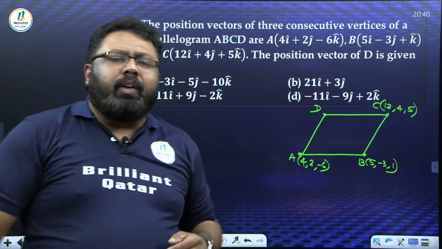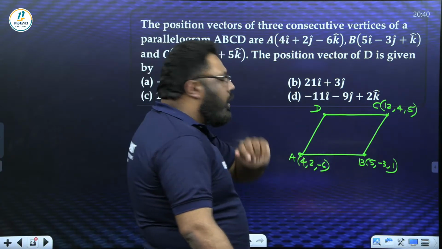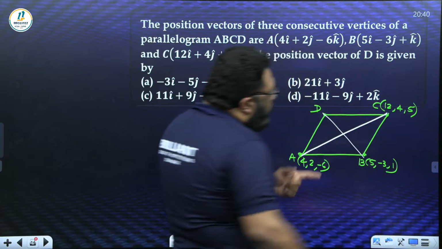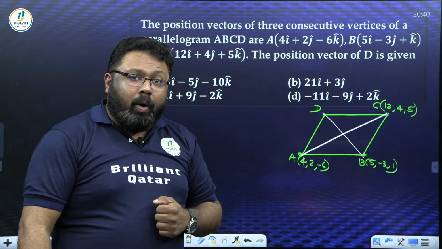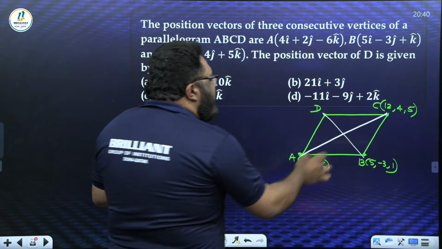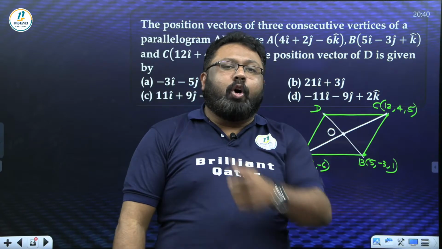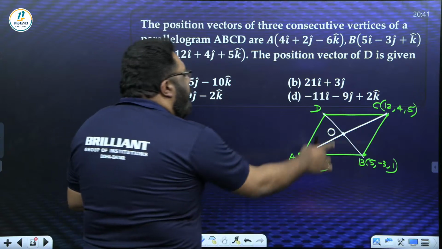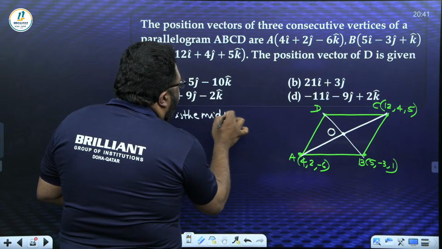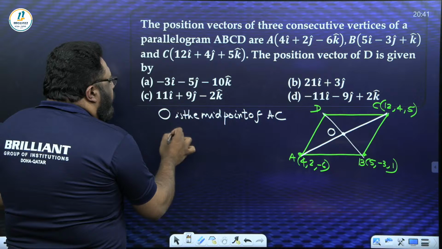This question is pretty difficult if you don't have a little bit of common sense about the properties of a parallelogram. A parallelogram definitely has 2 diagonals, and the beauty of these 2 diagonals is they always bisect each other. The diagonals of a parallelogram always bisect each other, and this point O is going to be the midpoint of both the diagonals. So please help me find O. O is the midpoint of AC. Simple logic of midpoint.